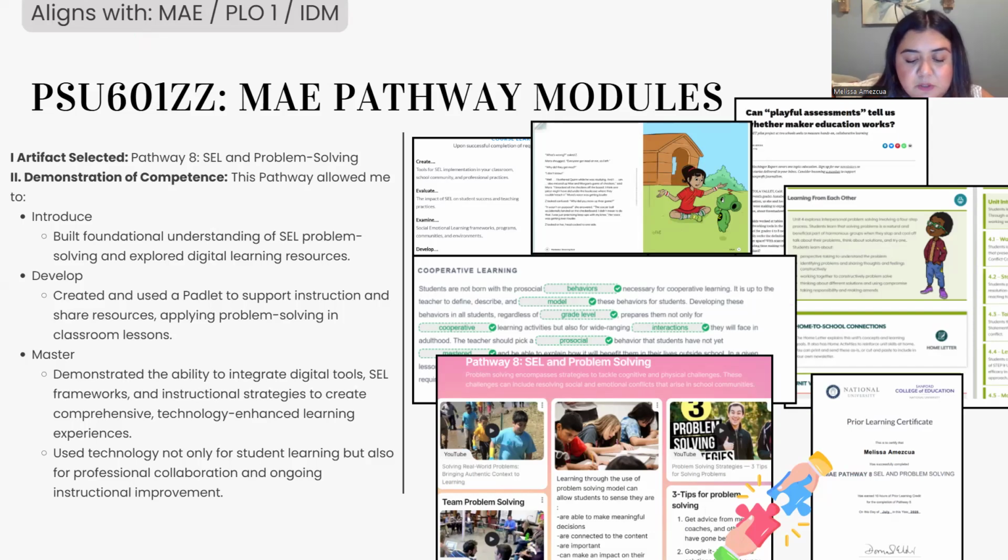A little bit about this pathway. I was able to explore social emotional learning through the lens of problem solving, which involves strategies to address cognitive and physical challenges. These challenges include resolving social and emotional conflicts that may arise in school communities.